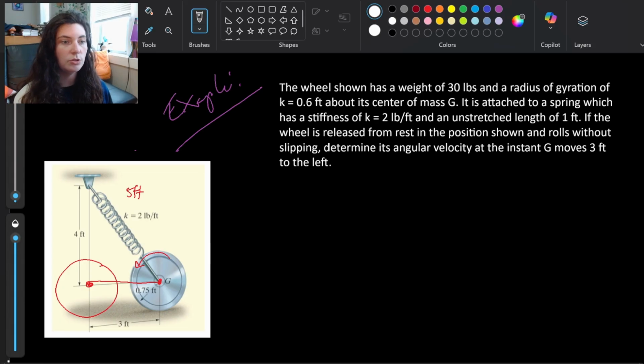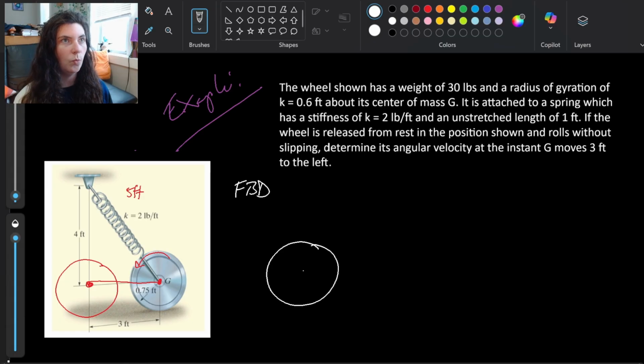So first things first, we're just going to draw our free body diagram and a kinematic diagram that could help with that. For our free body diagram, again, I'm just going to focus on the wheel here. The spring isn't necessarily part of the system, it's just contributing a force to the system.